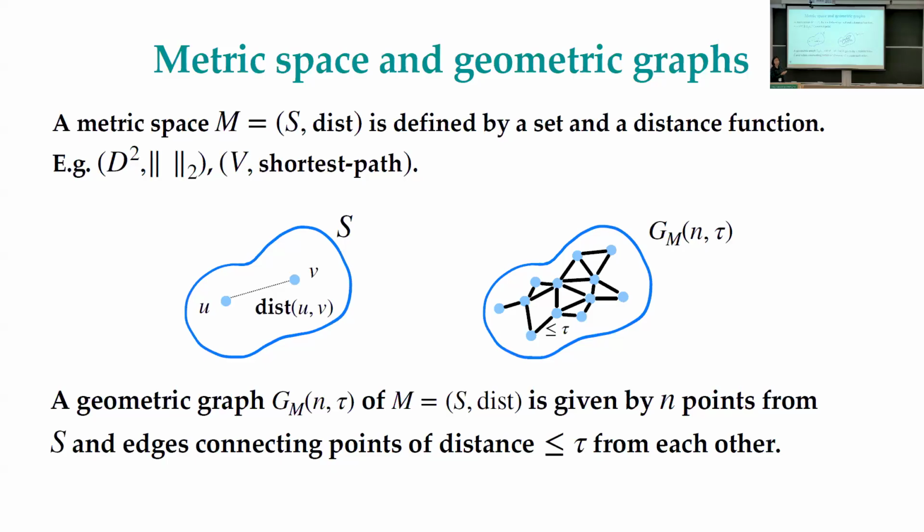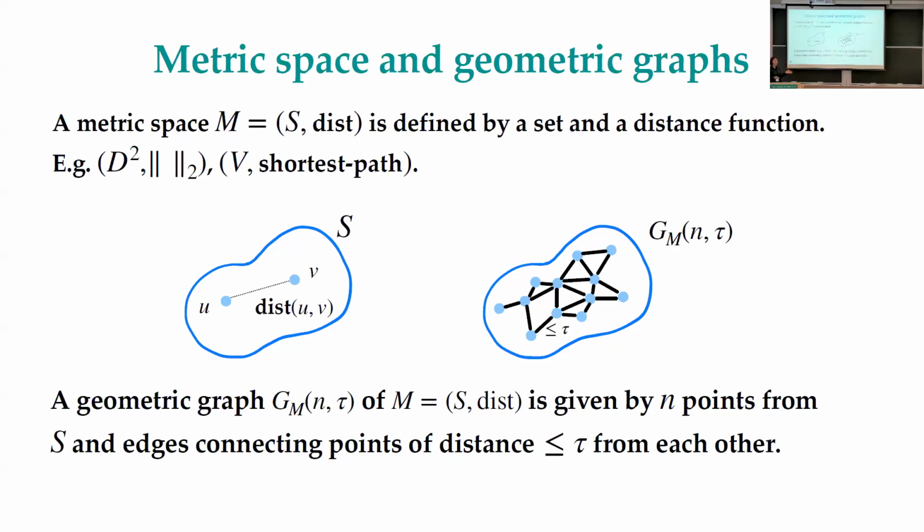And the geometric graph over a metric space M, which I denote by G(M, τ), is specified by n points in this metric space and a bunch of edges which connect these points as long as their distance is at most τ in this metric space. So as long as you can find this kind of set and define this adjacency matrix, then this graph can be viewed as a geometric graph over this metric space.